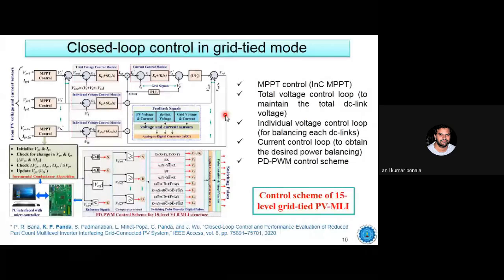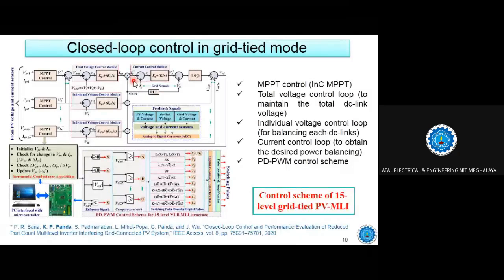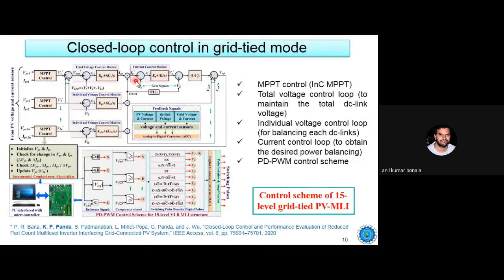After that, the control signal that is processed out from this individual voltage control is fed to the current. You see, that is being fed to the current first point. So here, in the upper one, it has been processed to I reference. And the same information is processed to the V reference.